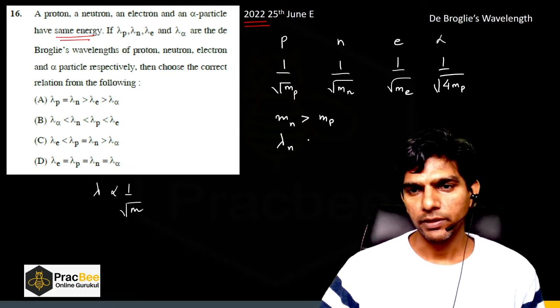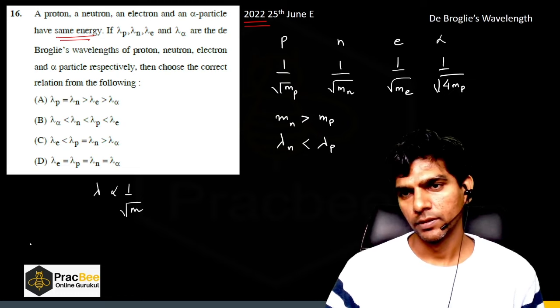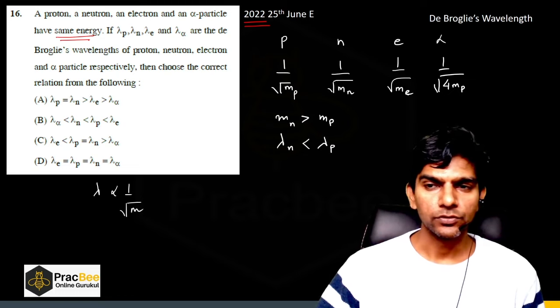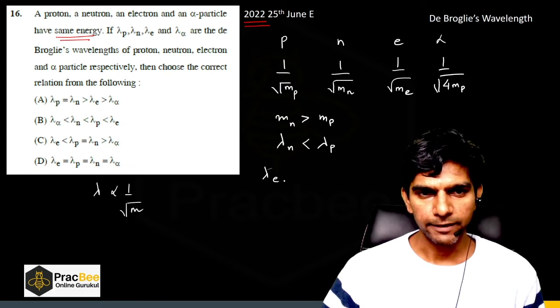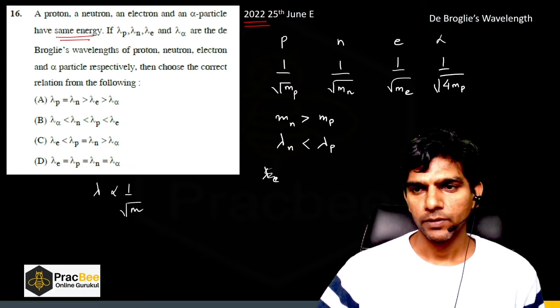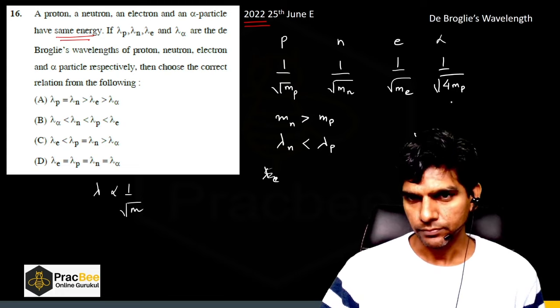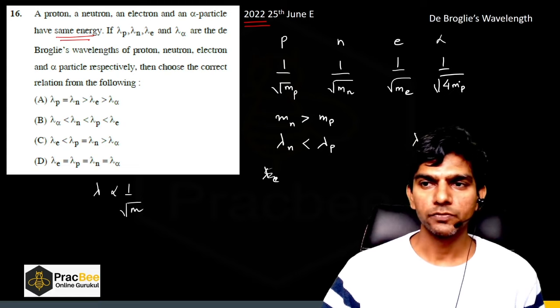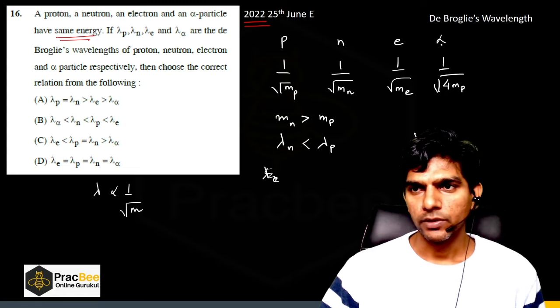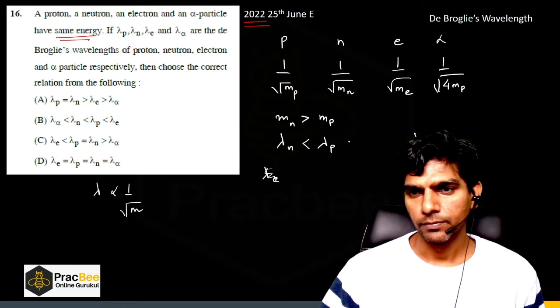So lambda of neutron will be less than lambda of proton. And we know the mass of electron is smallest, so its lambda will be greatest. So lambda of electron will be greatest, right? So we can say it's lambda E, and the lambda for alpha will be less than the lambda of proton. Can you see? Because the mass of alpha is greater. So lambda of alpha will be less than the lambda of proton.